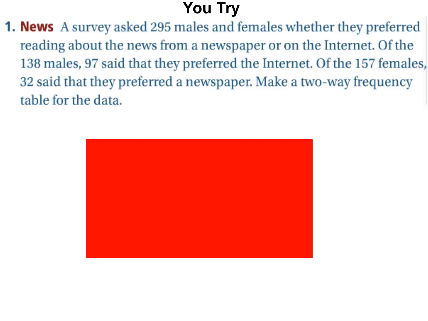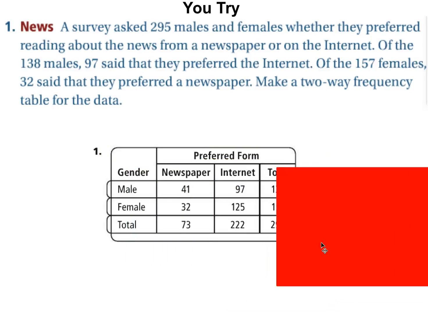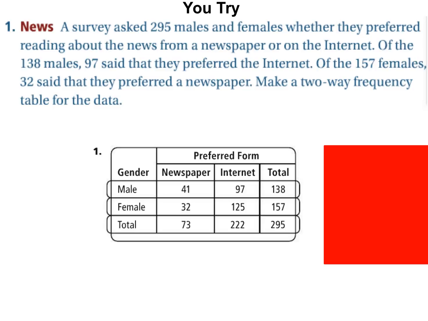Again, filling in the information for this particular chart, let me go ahead and move this out of the way. Then the answers would be, first, a total of 295 males and females were asked whether they preferred reading about the news from a newspaper or on the internet. Of the 138 males, 97 of them preferred the internet, and of the 157 females, 32 said they preferred the newspaper.